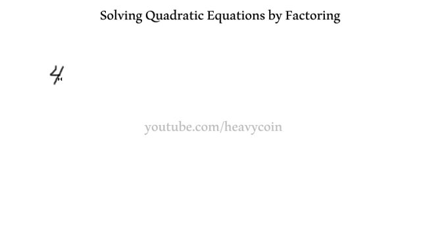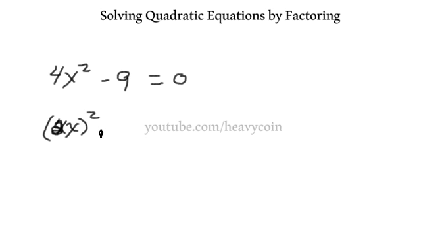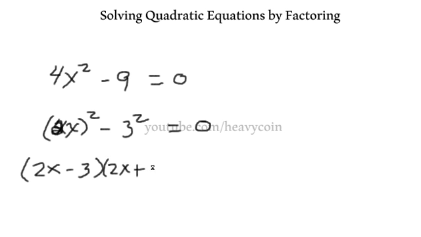Alright, what about 4x squared minus 9? Setting that equal to 0. Now what we could do here is write this as, whoops, that should be a 2 right there, 2x squared minus 3 squared. That would be the difference of 2 squares. And so this ends up becoming 2x minus 3 times 2x plus 3.